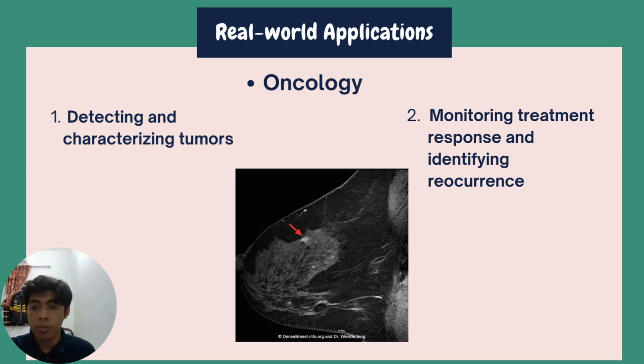decisions. Second of all, monitoring treatment response and identifying recurrence. Serial MRI scans can track the response of tumors to treatment, showing whether they are shrinking, stabilizing, or growing.